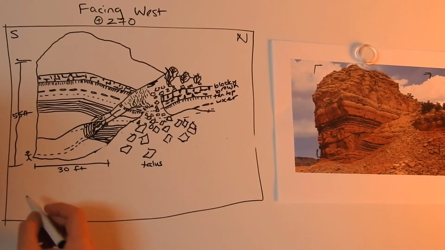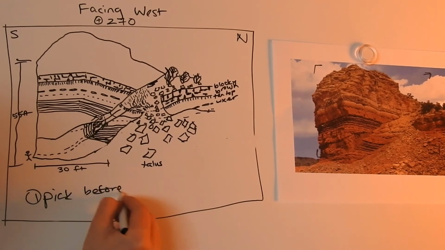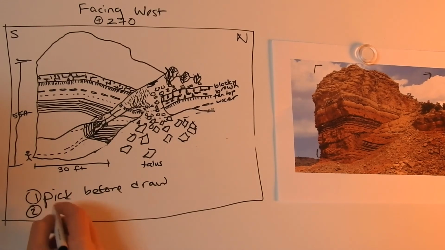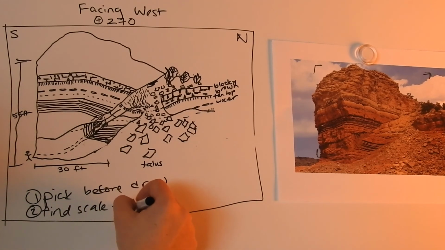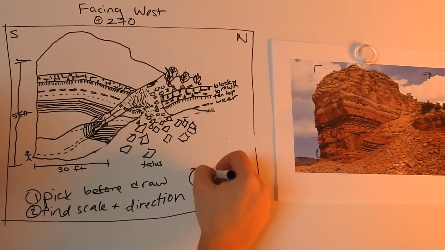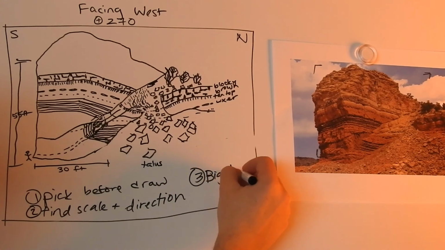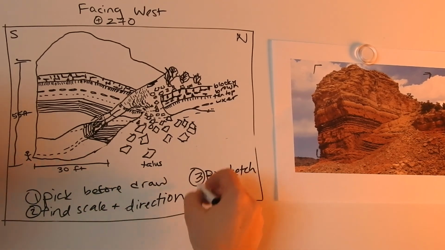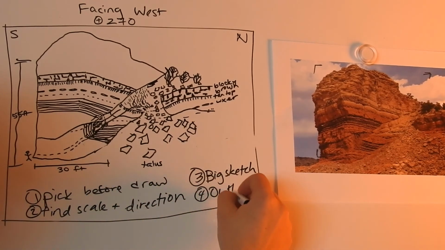So some things to think about are, 1, pick before you draw. Okay, don't need to draw the sky here. We don't need to draw all the talus slopes. So pick the important stuff before you draw. 2, find your scale and direction. 3, make a nice big sketch. Okay, if it's worth drawing big. Taking up a full sheet of your page, outline important stuff.